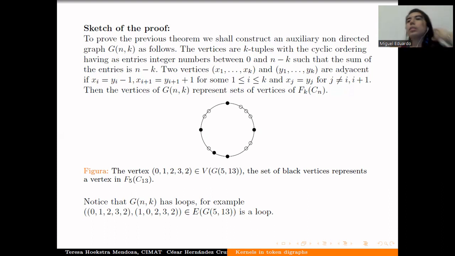Okay, so these are the vertices of my graph G_{n,k}. I also want to define edges between them. There's going to be an edge between such a vertex and another one if the other configuration of tokens on my cycle can be obtained from this one by moving only one. So formally, what does this mean? Assume my tuples are x1 up to xk and y1 up to yk.